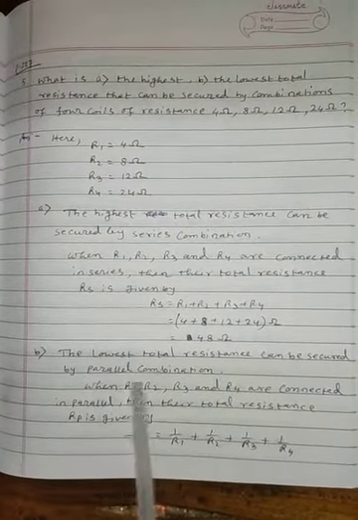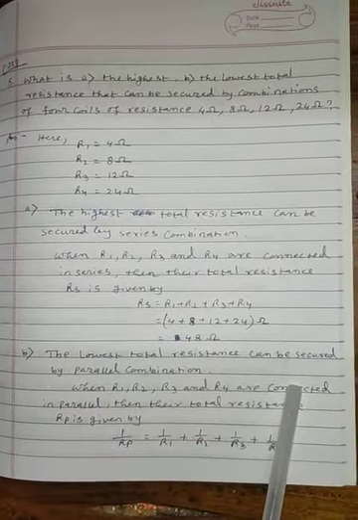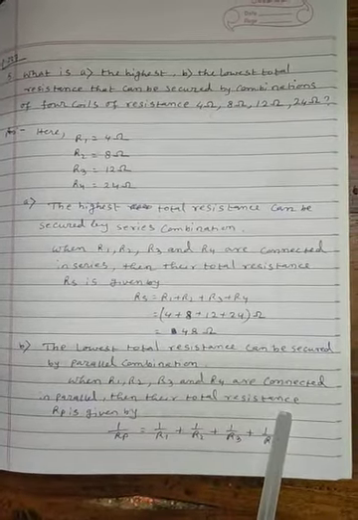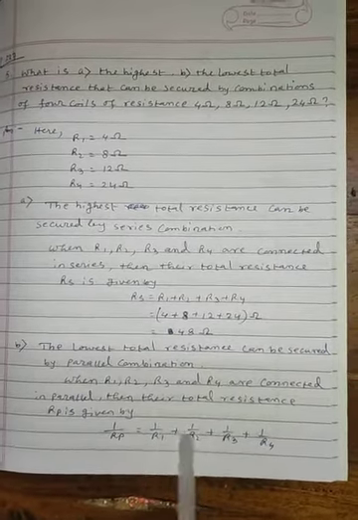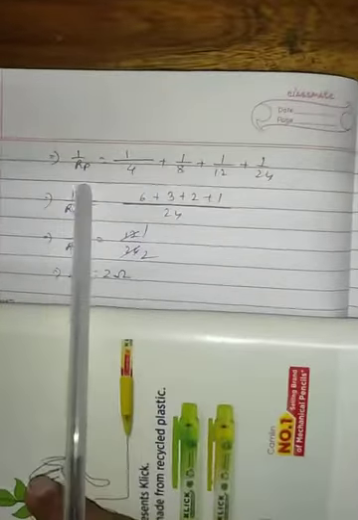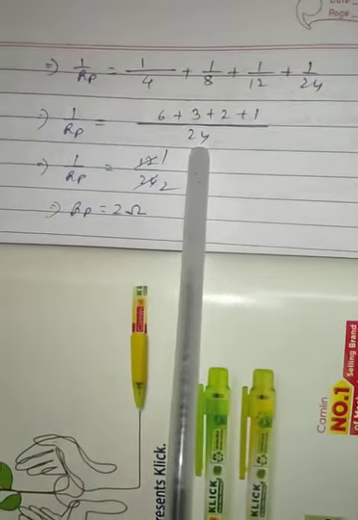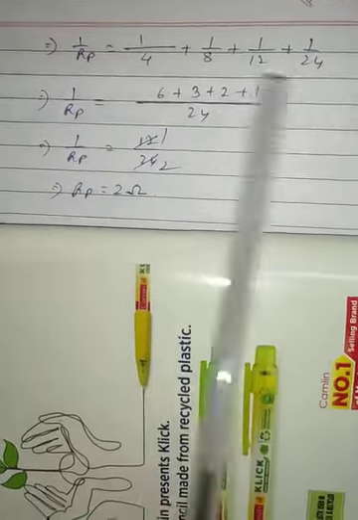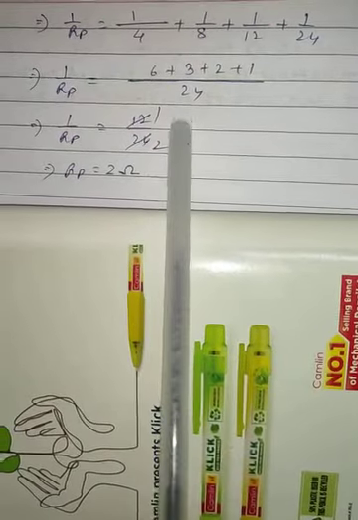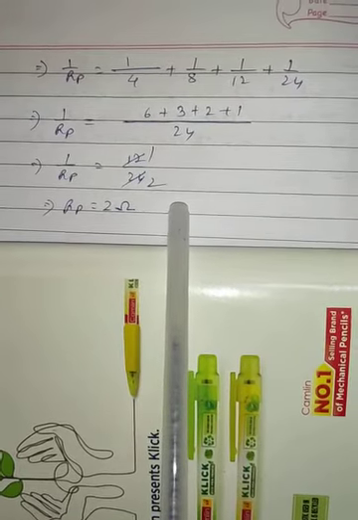And to get lowest total resistance, you can go for parallel combination. So when R1, R2, R3, R4 all are in parallel combination, the total resistance Rp will be given by 1 by Rp equals 1 by R1 plus 1 by R2 plus 1 by R3 plus 1 by R4. Now, 1 by Rp equals 1 by 4 plus 1 by 8 plus 1 by 12 plus 1 by 24. LCM 24. Upside 6 plus 3 plus 2 plus 1 is coming 12 by 24. After cancellation 1 by 2. Doing cross, Rp is equal to 2 ohm. That is lowest total resistance.